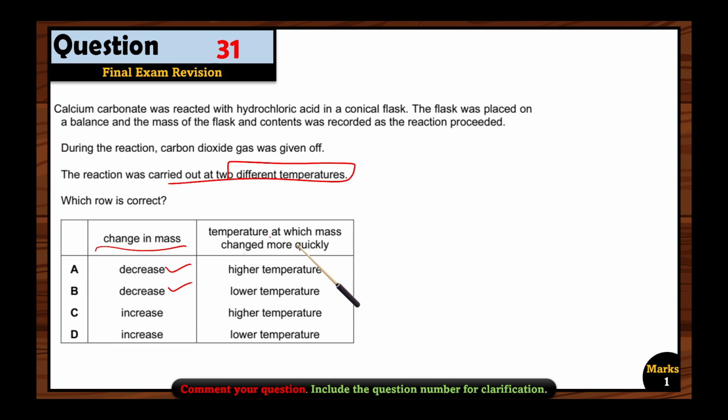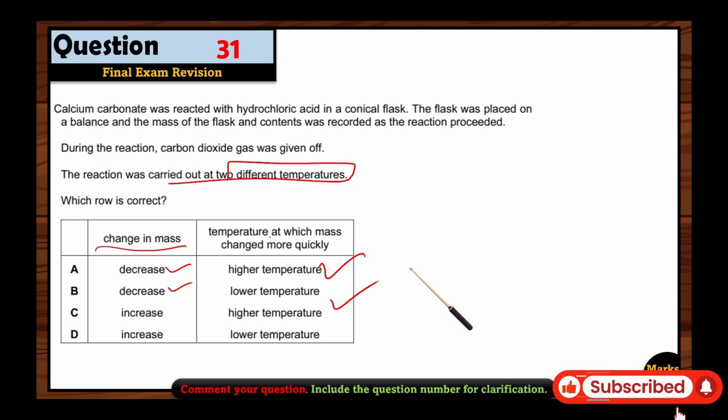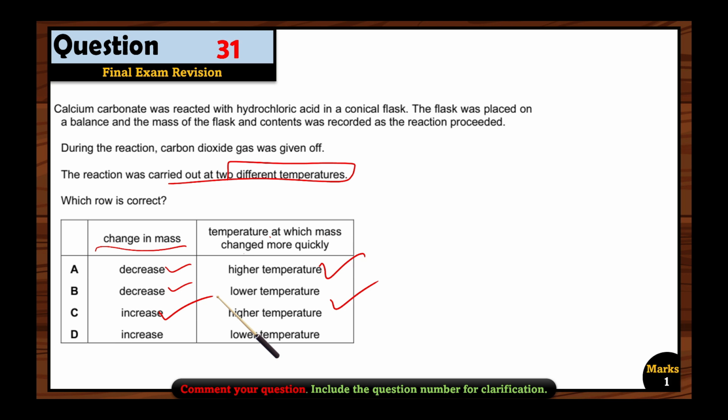So what can increase the rate of the reaction? High temperature or low temperature? Of course, higher temperature can increase the rate of reaction. So when there is high temperature, the change in the mass will increase. Okay, so the change in the mass will be more, but they are not asking that.